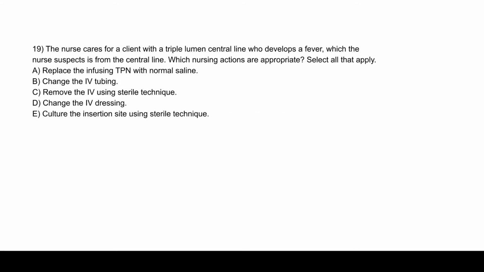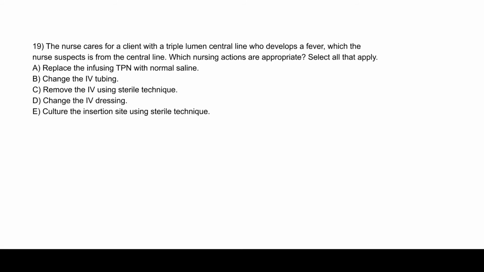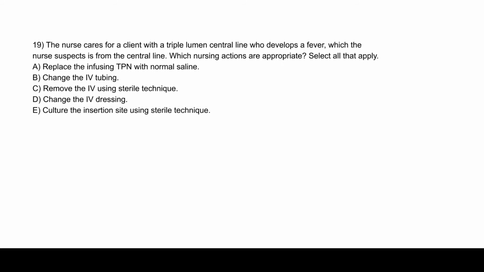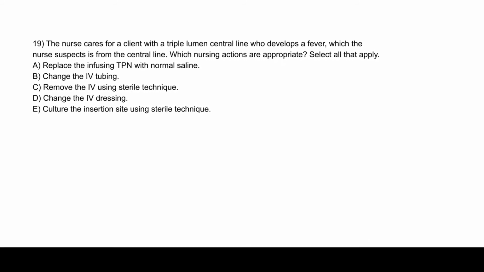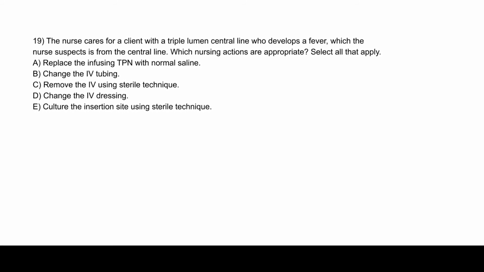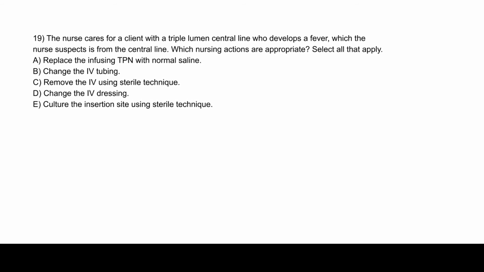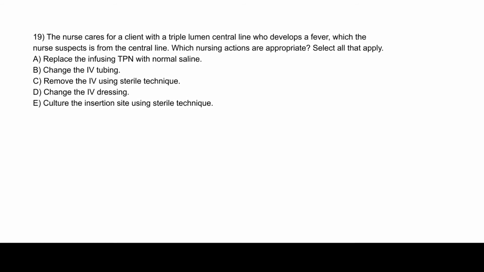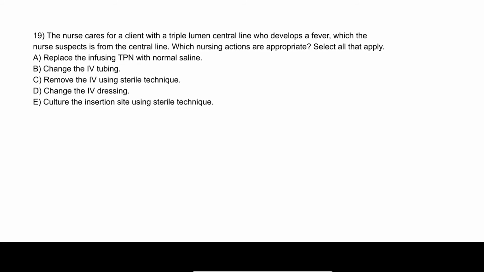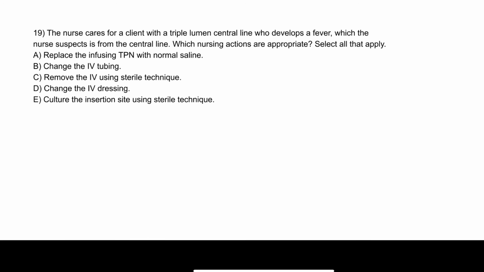19. The nurse cares for a client with a triple lumen central line who develops a fever, which the nurse suspects is from the central line. Which nursing actions are appropriate? Select all that apply. A. Replace the infusing TPN with normal saline. B. Change the IV tubing. C. Remove the IV using sterile technique. D. Change the IV dressing. E. Culture the insertion site using sterile technique.